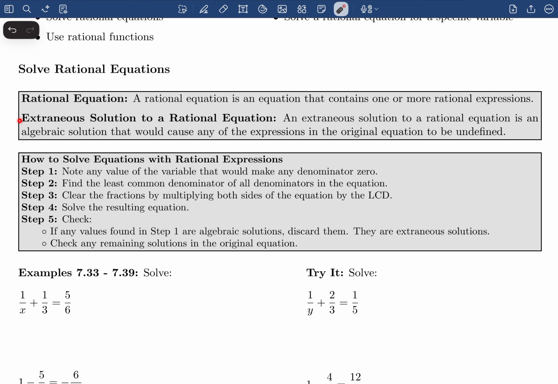An extraneous solution to a rational equation is an algebraic solution that would cause any of the expressions in the original equation to be undefined. Undefined means you're dividing by zero. Division by zero is what undefined is. And so we always have to look for extraneous solutions that cause the denominator to equal zero.